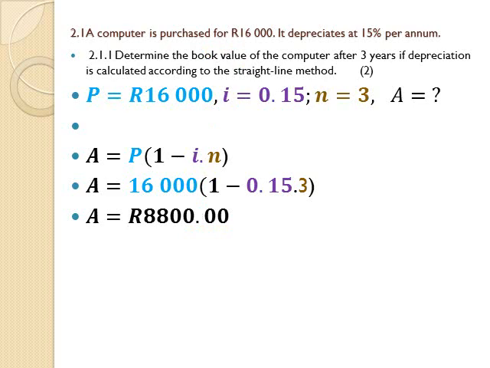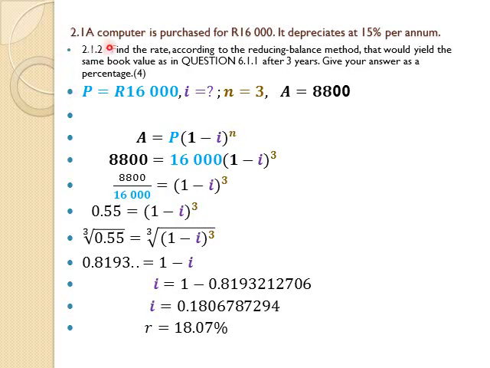But this question has a second part, so let's look. Same computer, they say find the rate according to now the reducing balance method that would yield the same book value as in the previous question after 3 years. Give your answer as a percentage. So P is still 16,000, I is what I'm looking for, N is still 3, but now A equals 8,800. So A equals P(1 minus I) to the power N because of the reducing balance method. A is 8,800, P is 16,000, and N there is 3.